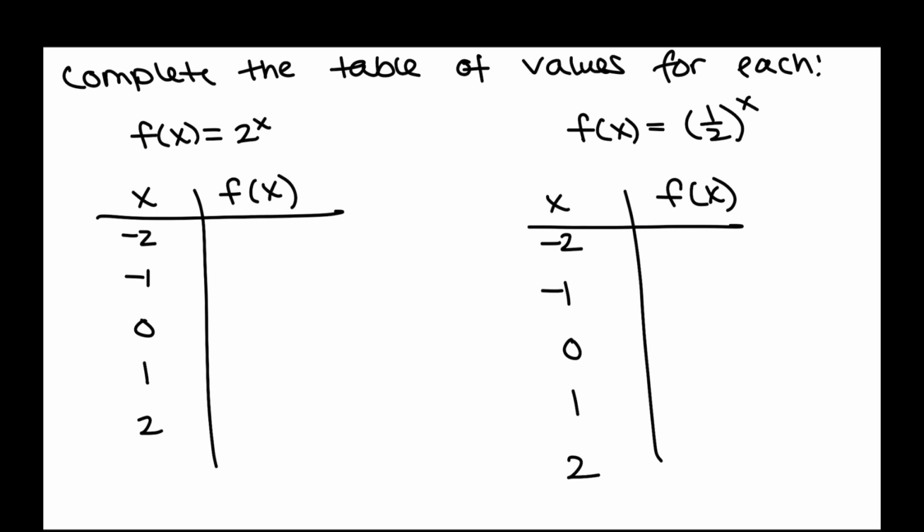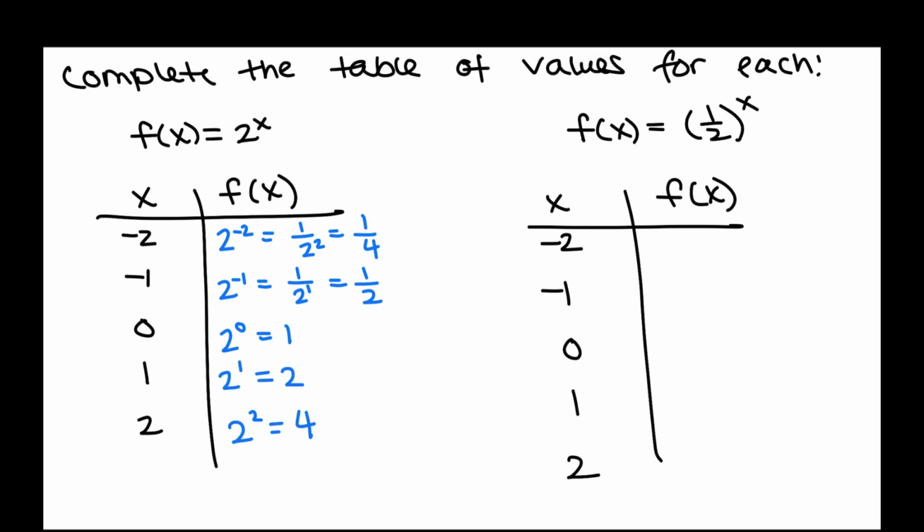So 2 to the x, I'll start with that one. If I plug -2 in for x, I get 2 to the -2, negative exponent, so I move it to the bottom. That's 1/2 squared, or 1/4. 2 to the -1 is 1/2 to the 1, or 1/2. 2 to the 0 is 1. Anything to the 0 power is 1. 2 to the 1 is 2, and 2 squared is 4. Notice that the y values are always doubling.